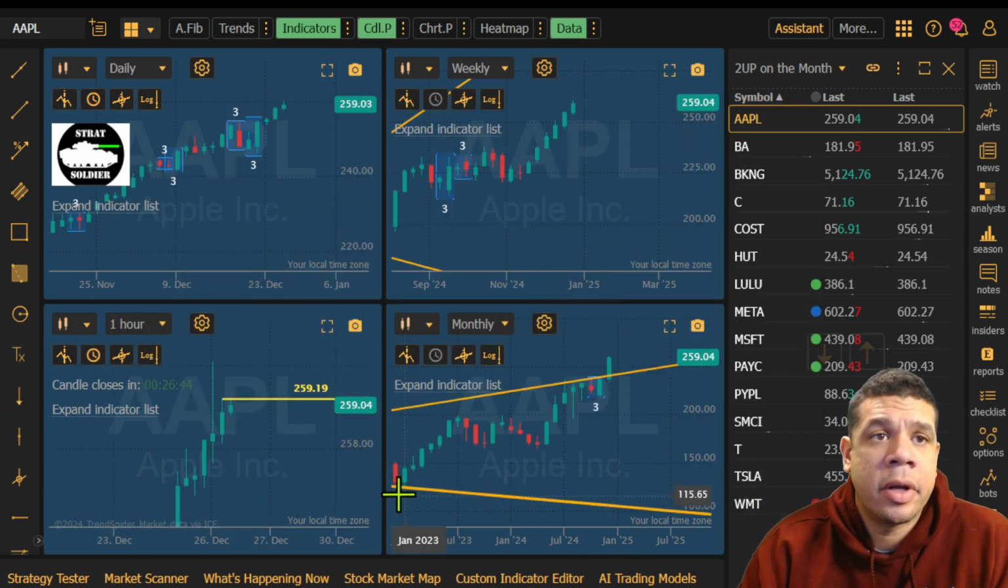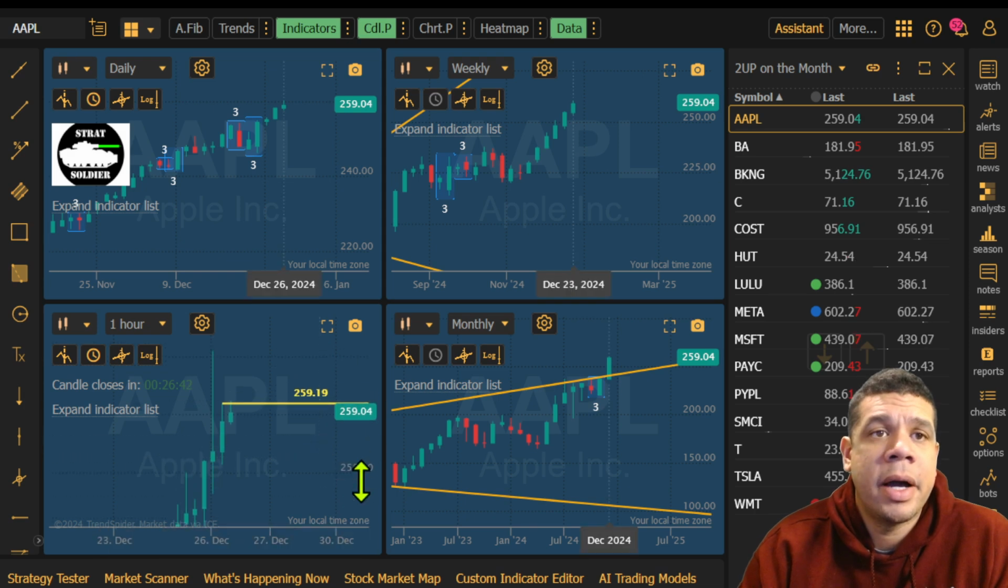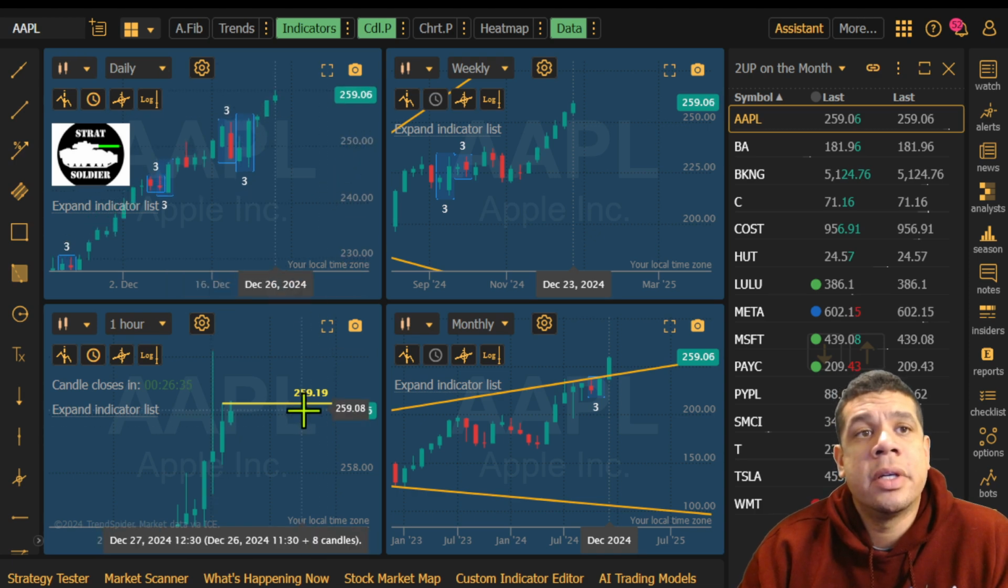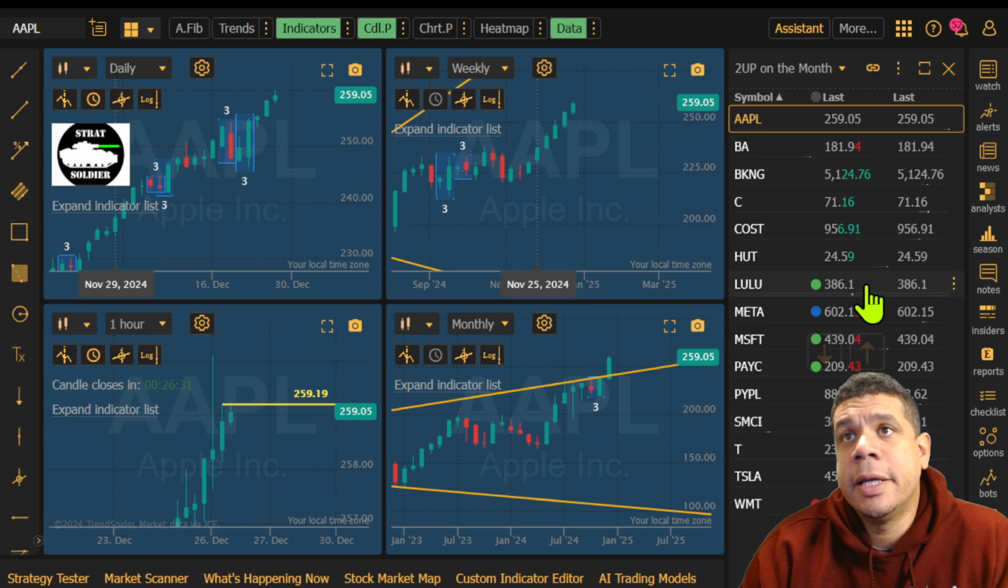I can put a stop market buy order here at 259.19 because this thing is full time frame continuity to the upside. It could keep going, right? And it's just a way in.